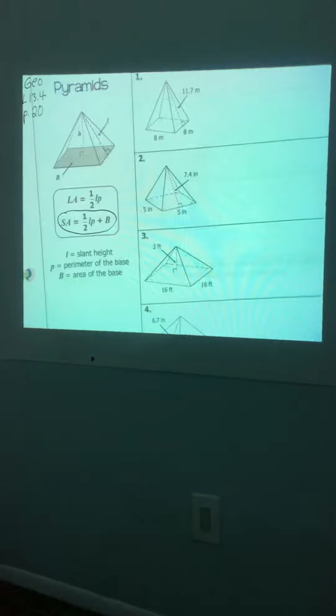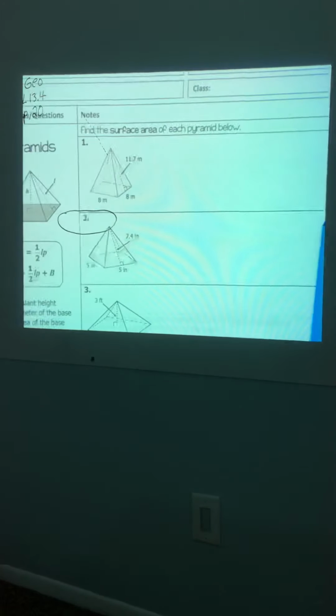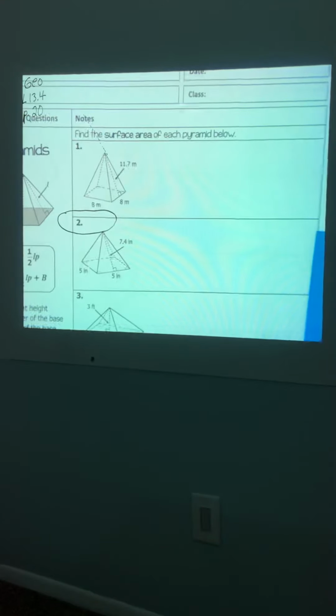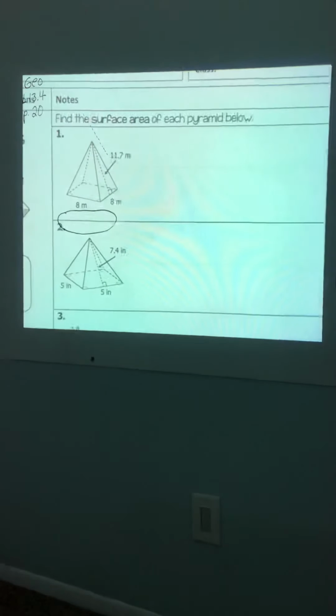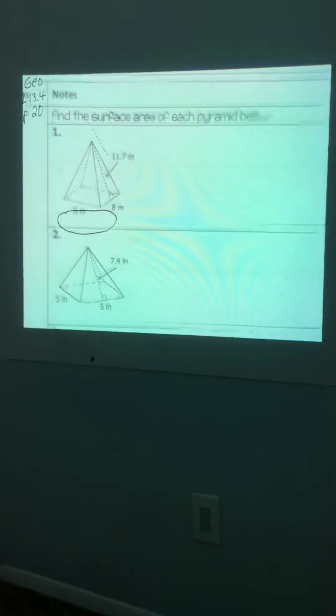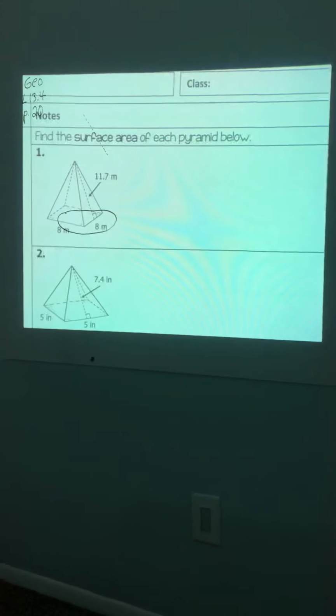All right, so we're going to start with a nice easy one first. We're going to start with number 1. Let me zoom in on number 1, and then we're going to show you one that's a little more complicated, because y'all look like you're bored. And let me tell you something, I don't like seeing y'all bored. So let's just start with number 1.